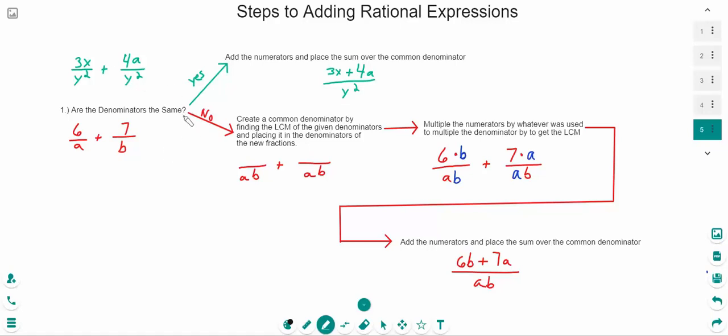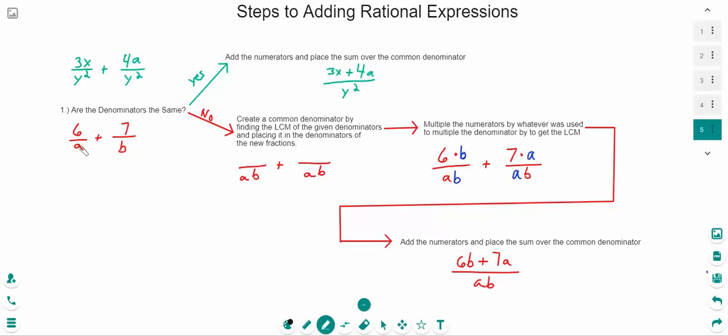If the answer to that question is no, such as in this problem, then we need to go this route. And we need to go to the first step, which would be to create a common denominator, finding the least common multiple of the given denominators and placing it in the denominator of the new fractions. So here we just looked at this a and b and said, okay, the common denominator is ab, and we placed it under both fractions. Then we move on to the next step, which is to multiply the numerators by whatever was used to multiply these denominators by to get to this common denominator.